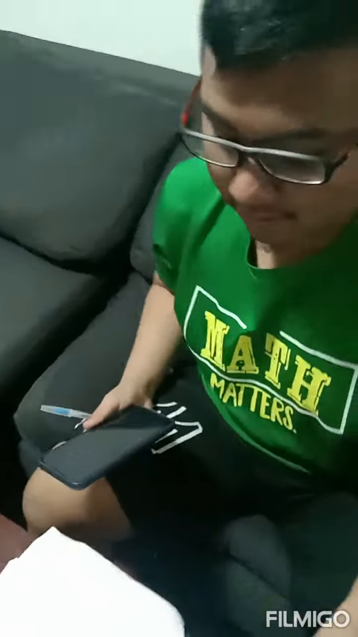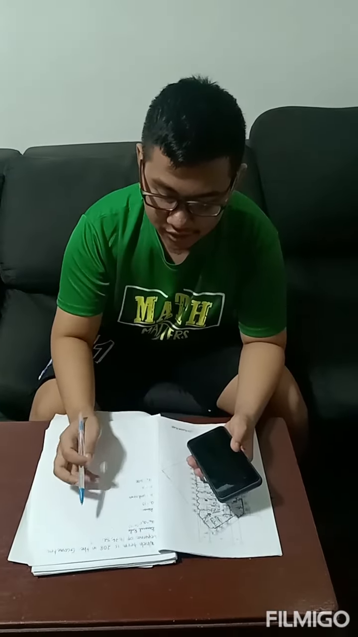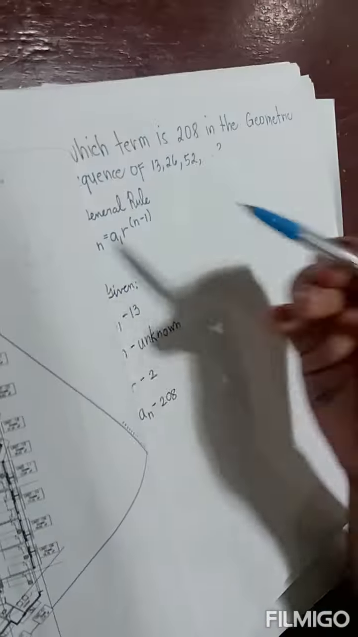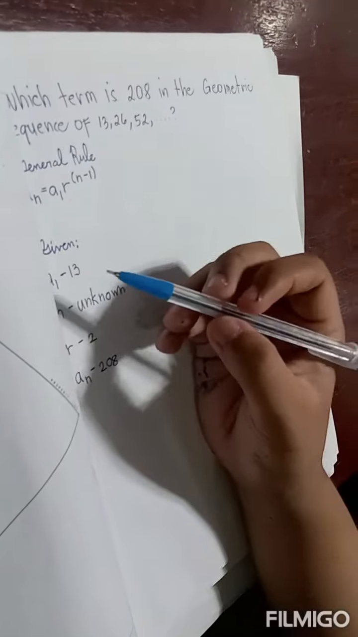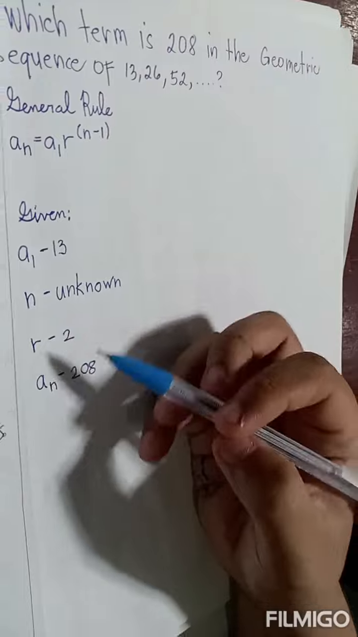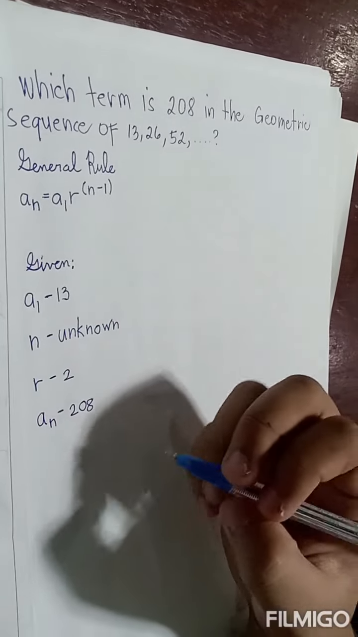Next, second example. Which term is 208 in the geometric sequence 13, 26, 52? We are going to use the general rule as always. The given is a sub 1 is 13. The n value is unknown. The common ratio is 2 because 13 times 2 is 26, times 2 is 52. And the term that we already have is 208.